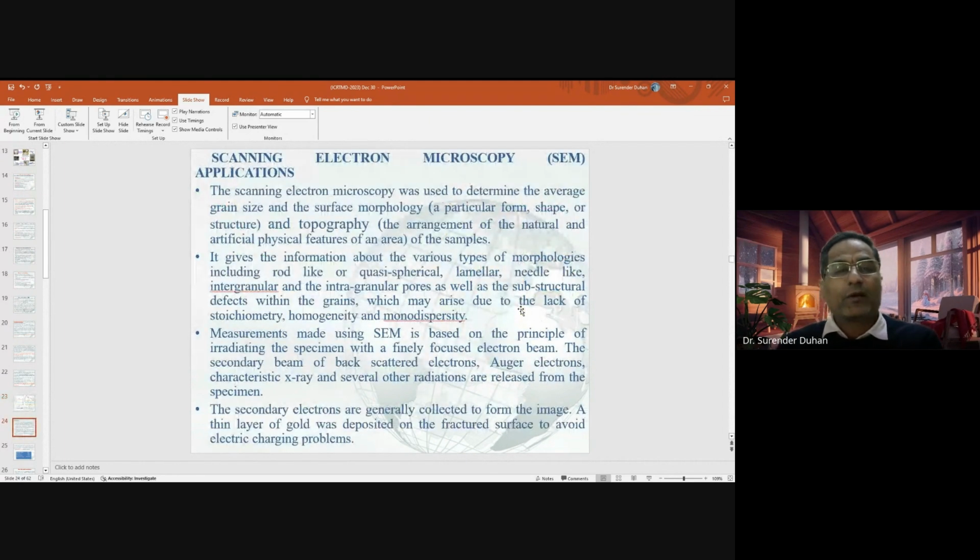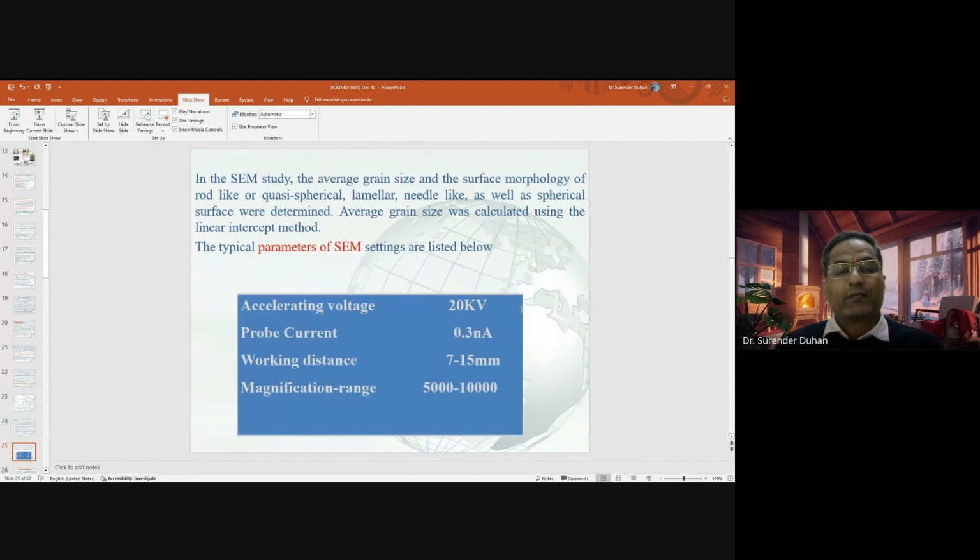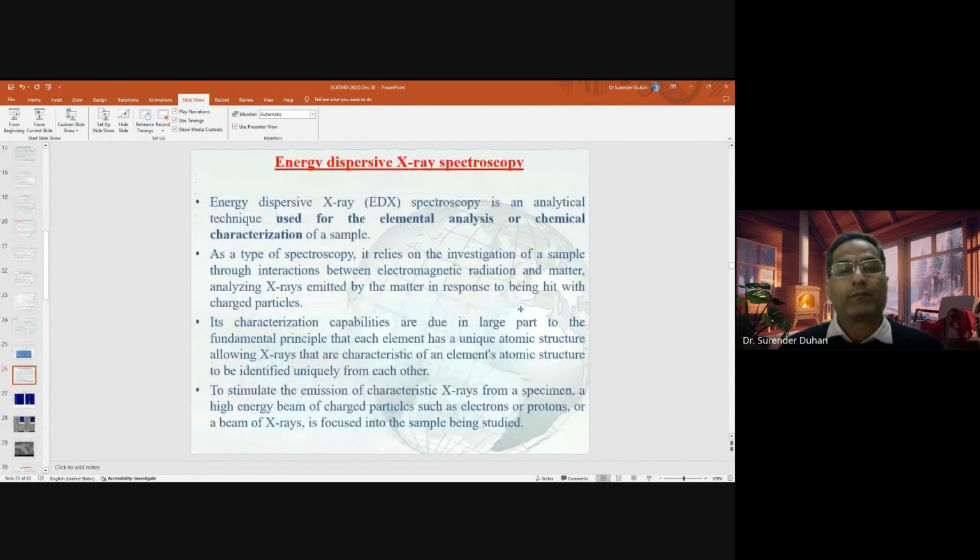Next, scanning electron microscopy is also used to determine the average size, not the exact size, and surface morphology of particles in the form of shape, structure, and topography, the arrangement of natural and artificial physical features of the area of the samples. There are some parameters of SEM techniques: accelerating voltage 20 kilovolt, probe current 0.3 nanoampere, working distance from your sample to probe 7 to 50, sorry, mm, and magnification range 500 to 10,000.